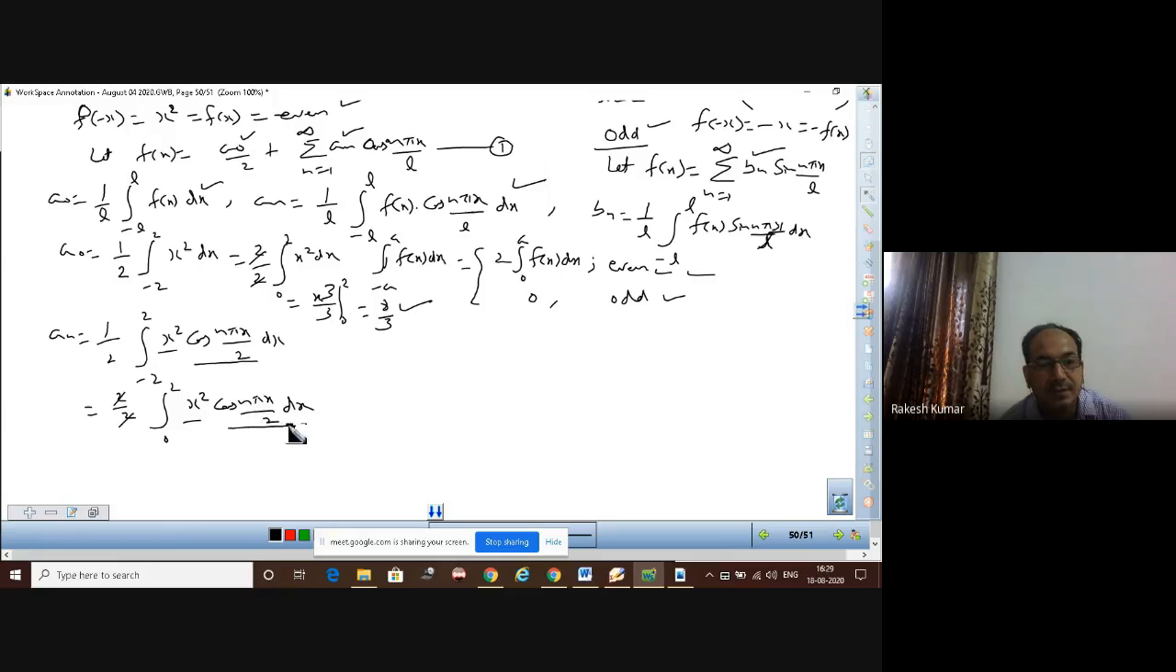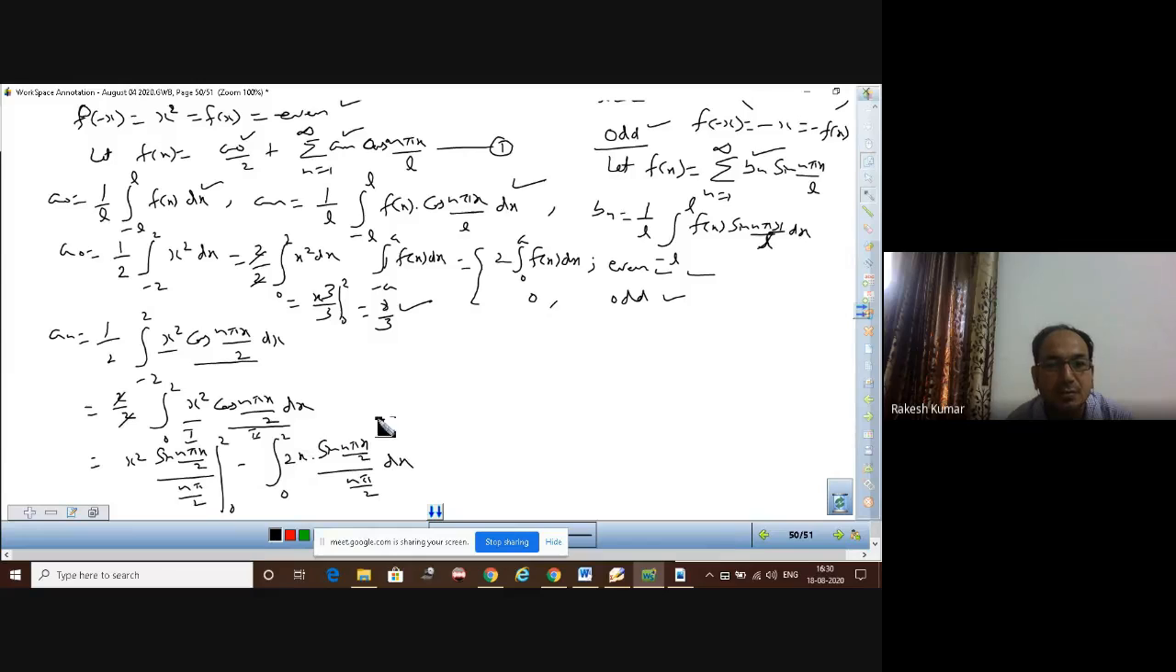First function, second function. First function as it is, integral of the second. The second one is cos. Integration of cos is sine of n pi x over 2 divided by n pi over 2, with limits 0 to 2. The derivative of x square is 2x, times sine of n pi x over 2 over n pi over 2, with the limits 0 to 2.